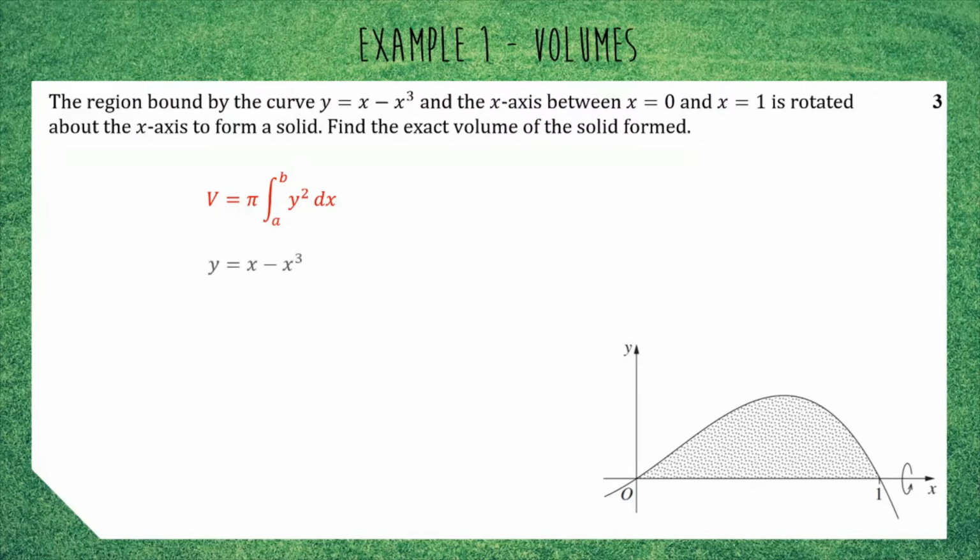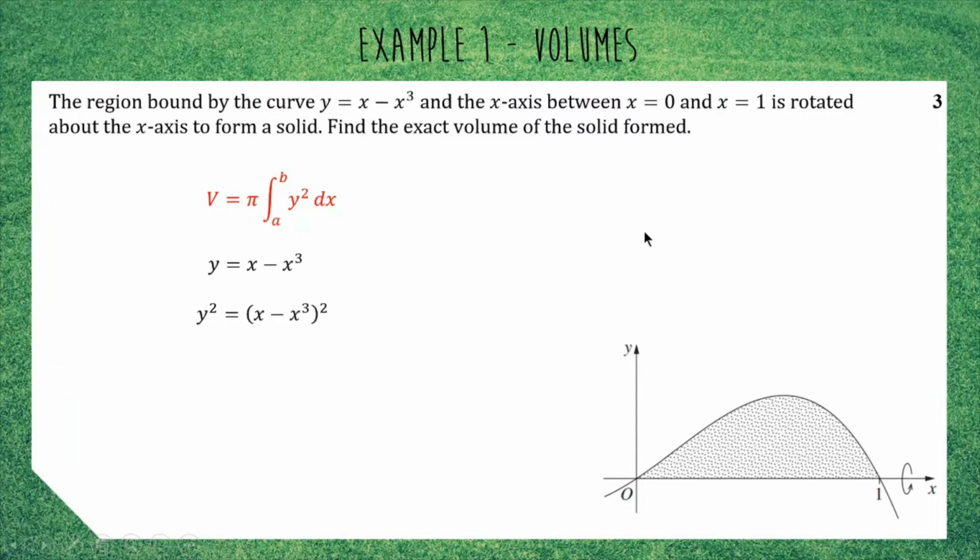So here we go. First of all, like I said, here is y. We don't need that. We need y squared. Be careful with this, because a common incorrect answer could be just squaring both of these terms and doing x squared minus x to the 6. But keep in mind, you've got to put a bracket around this and do a perfect square expansion.